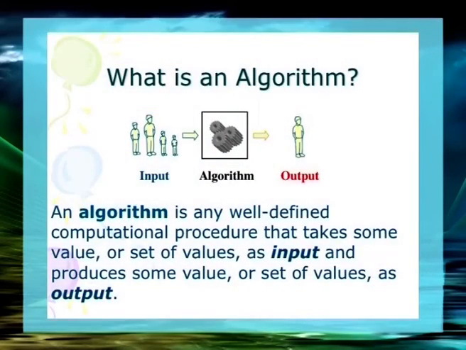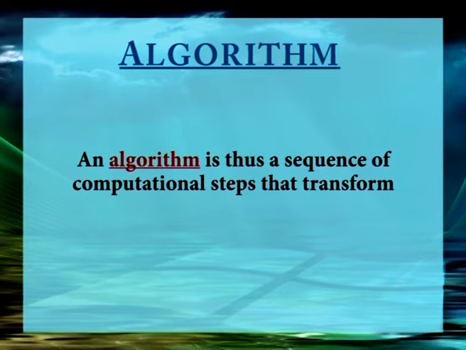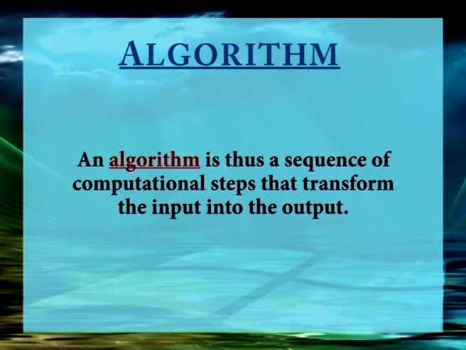Informally, an algorithm is any well defined computational procedure that takes some value or set of values as input and produces some value or a set of values as output. An algorithm is thus a sequence of computational steps that transform the input into the output.